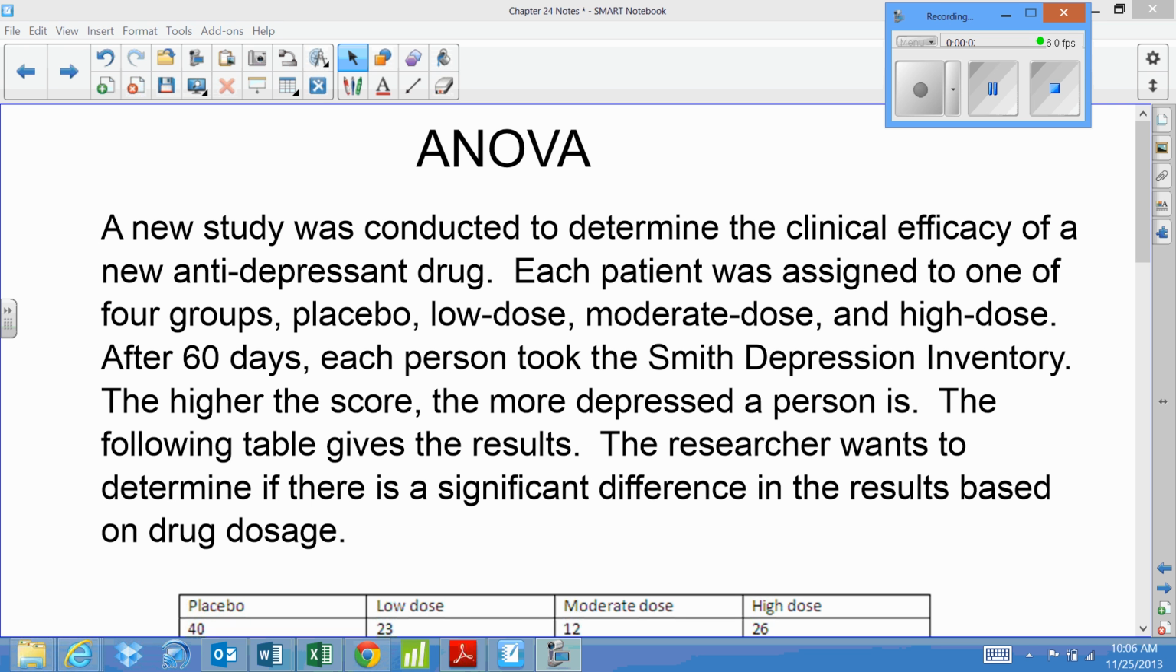Okay, let's look at an ANOVA, which is a way to compare multiple means instead of just limiting ourselves to two means like we do in a two-sample t-test. An ANOVA allows us to compare multiple means and then determine if there actually is a difference.